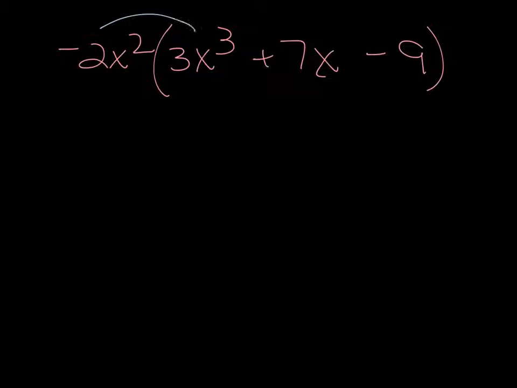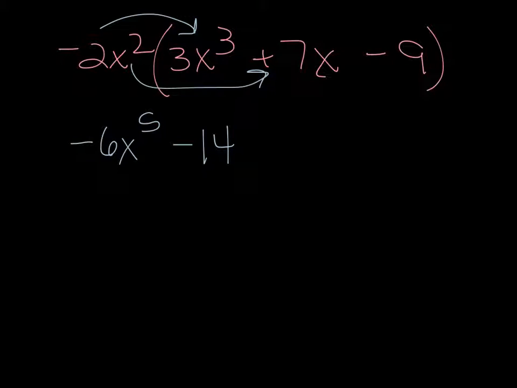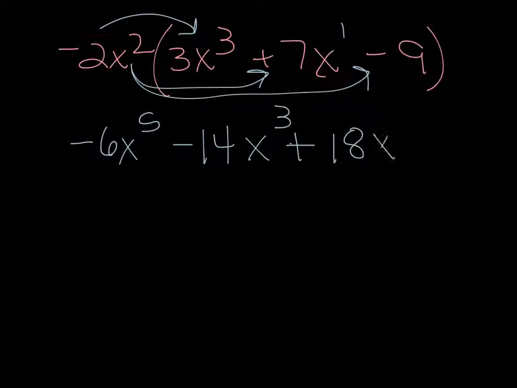When you do the distributive property, when you take negative 2x squared times 3x cubed, negative 2 times 3 is negative 6. X squared times x cubed, you add the exponents, that's x to the 5th. When you take negative 2x squared times 7x, negative 2 times 7 is negative 14. X squared times x, remember there's an imaginary 1 here, that's going to give you x to the third when you add your exponents. Negative 2x squared times negative 9 is going to give you positive 18x squared. And I have no like terms, so there's nothing I can combine. That's my final answer.